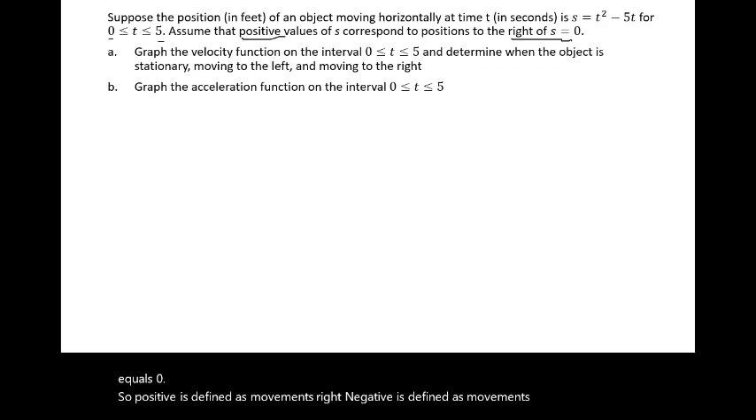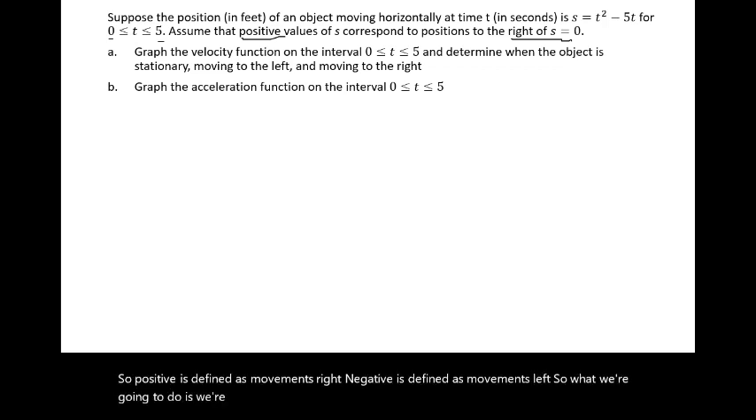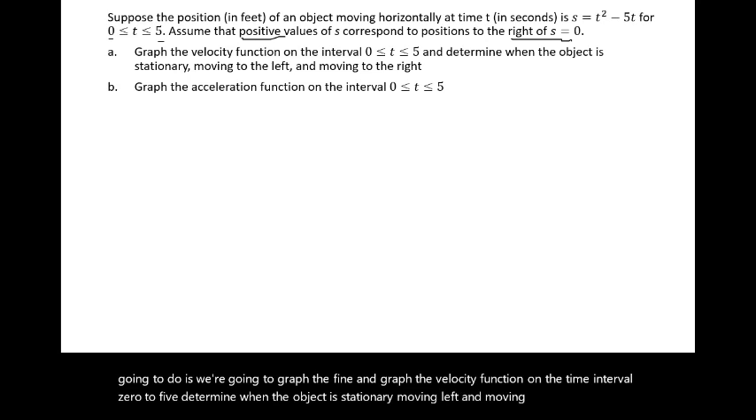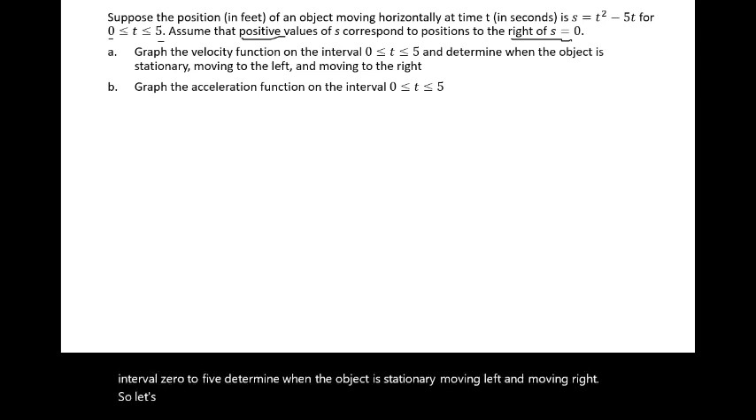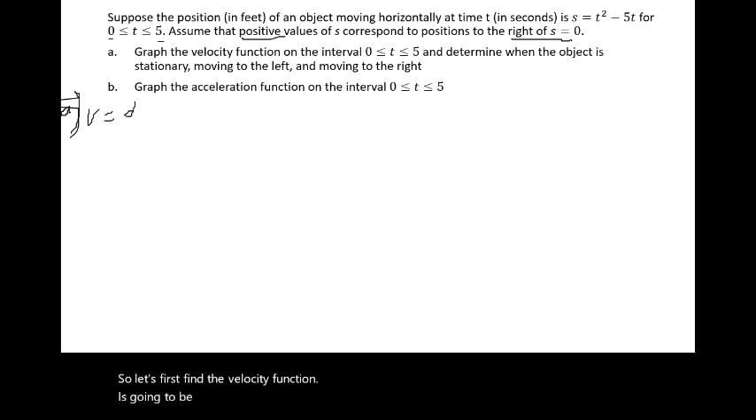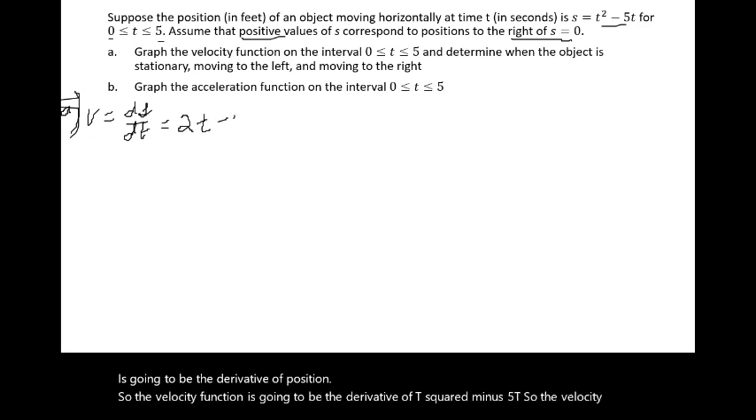So what we're going to do is find and graph the velocity function on the time interval 0 to 5, and determine when the object is stationary, moving left, and moving right. So let's first find the velocity function. The velocity function is going to be the derivative of position. So the velocity function is going to be the derivative of t squared minus 5t, so the velocity function is going to be 2t minus 5.